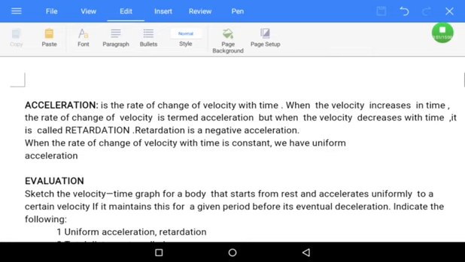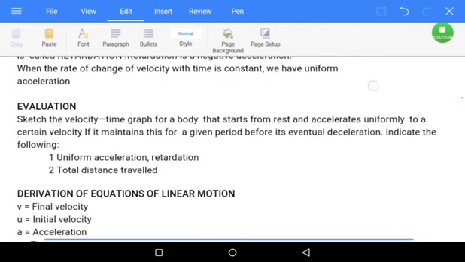Okay, we can also have negative acceleration. If the body is not changing in speed positively, then it must be changing in speed negatively. So negative acceleration is called retardation or deceleration. For instance, when the car is moving at a particular speed and you apply the brake, can you see that the speed reduces? So that change in speed over the time it took is called retardation. Can you see that?